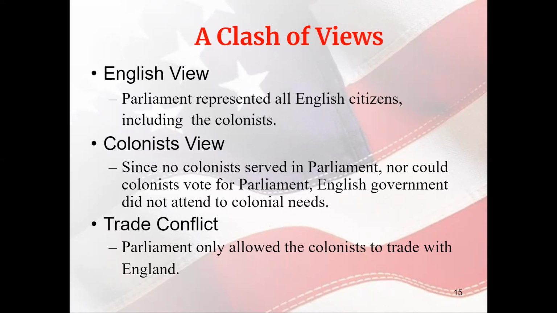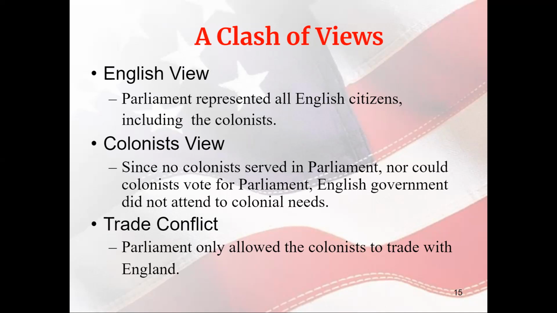So the colonists had a different view, okay? No colonists served in Parliament, nor could colonists vote for Parliament. So they really had no input in Parliament at all, okay? So if you have no input, you can't serve in Parliament and you can't vote for anyone who is going to be in Parliament. Do you feel represented? Do you feel that's fair? No, right? So this is how they were feeling.